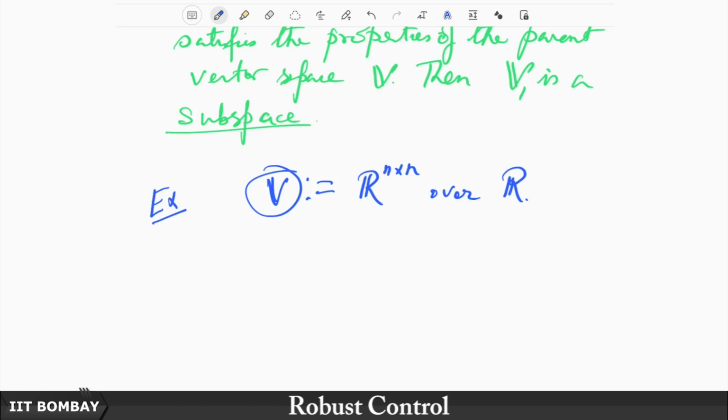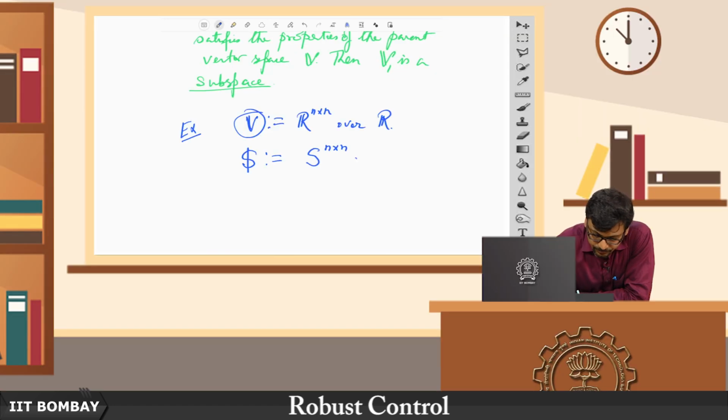We could have taken complex matrices as well, but let us take the real matrices for instance. And now you define the set S, which looks like a dollar symbol to be honest, as the set of all n cross n matrices over R such that A belongs to S n cross n.